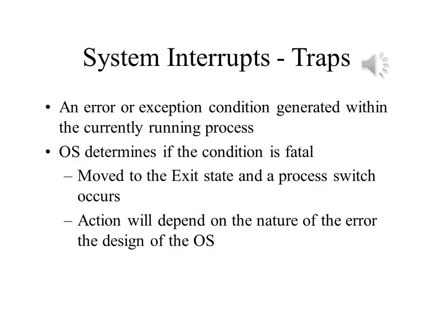With a trap, the operating system determines if the error or exception condition is fatal. If so, then the currently running process is moved to the exit state, and a process switch occurs. If not, then the action of the operating system will depend on the nature of the error and the design of the operating system. It may attempt some recovery procedure or simply notify the user. It may do a process switch or resume the currently running process.